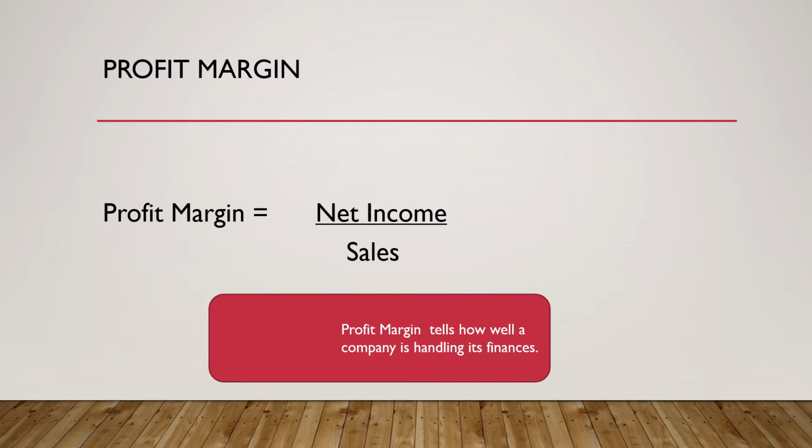Profit margin is the first profitability ratio that is used. To calculate profit margin, you look at the net income for a company and divide it by the sales. So you go to your financial statements, find the net income, divide it by the sales. So what does a profit margin mean? It tells us how well a company is handling its finances. This is the profit that is left over from the net income when you divide it by all of the sales.